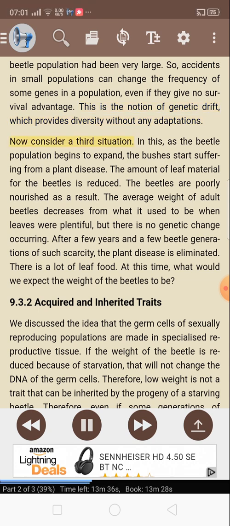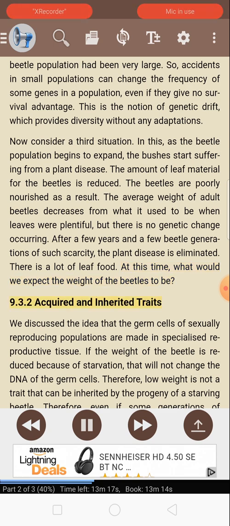Now consider a third situation. In this, as the beetle population begins to expand, the bushes start suffering from a plant disease. The amount of leaf material for the beetles is reduced. The beetles are poorly nourished as a result. The average weight of adult beetles decreases from what it used to be when leaves were plentiful, but there is no genetic change occurring. After a few years and a few beetle generations of such scarcity, the plant disease is eliminated. There is a lot of leaf food. But this time, what would we expect the weight of the beetles to be?